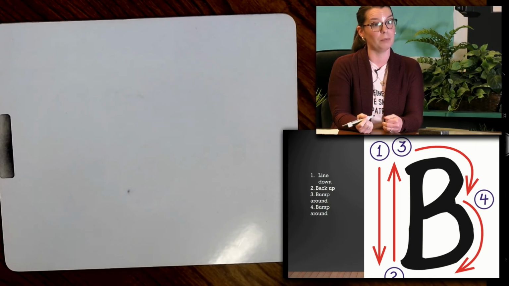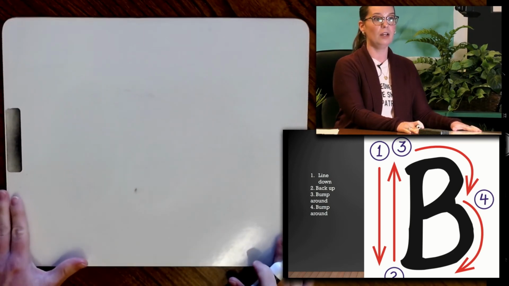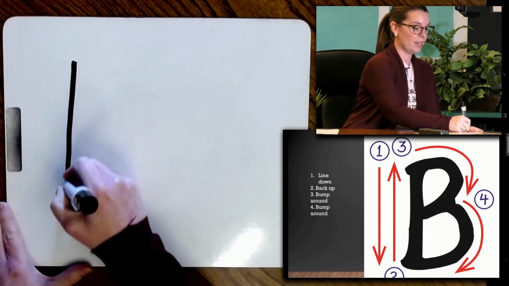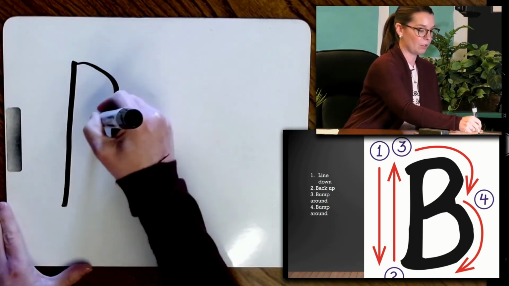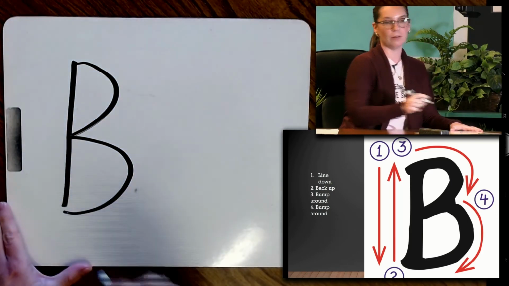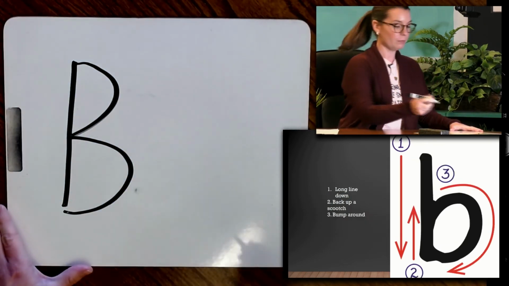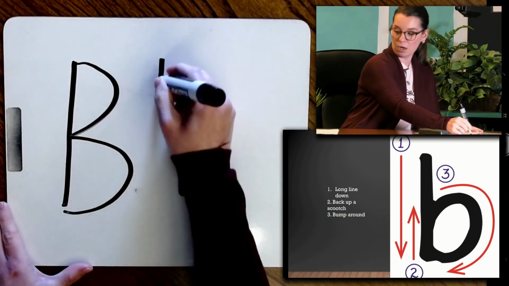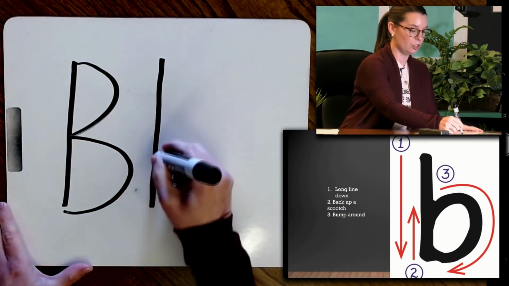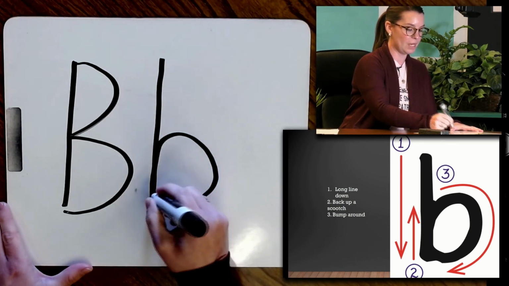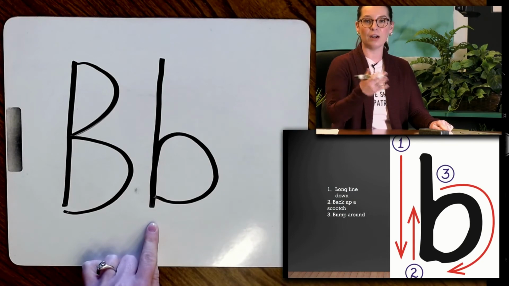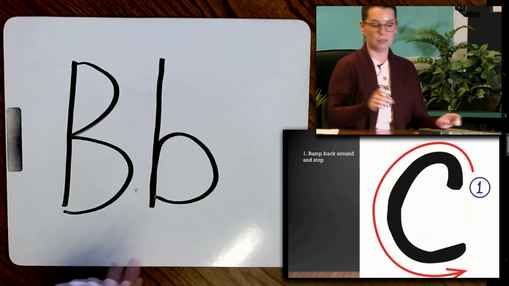We're going to start with B. Capital B is a letter that is tall. B says B. Pens up, line down, back up, bump around, bump around. Lowercase b also says B. Pens up, long line down, back up a scooch, bump on the front like a belly. Name this letter B. Sound this letter B.